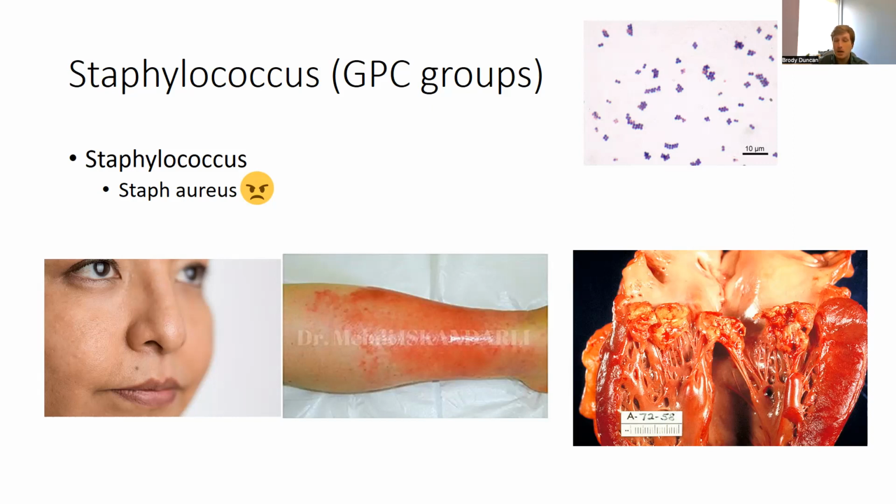I don't have time today to talk about all the different types of infections that Staph aureus or any of these bacteria cause, but you need to understand that this is a virulent organism. When you see Staph aureus in a culture for your patient and it makes sense with the clinical syndrome, you should probably assume that it is a real pathogen that needs to be treated.